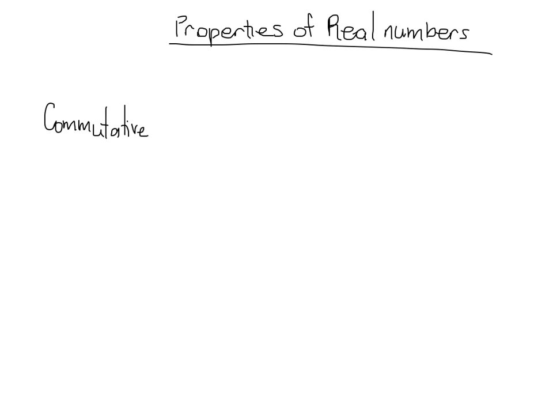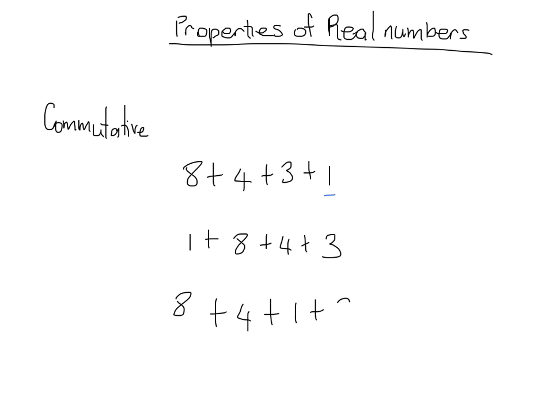Let's say, for example, you have an expression, 8 plus 4 plus 3 plus 1. It doesn't matter if I have the 1 at the end of the expression, or at the beginning, so 1 plus 8 plus 4 plus 3, or in the middle somewhere. So it could still be 8 plus 4 plus 1 plus 3. All of these are the same because the 1, or any number or any variable, can travel from one place in an expression to another, and it does not change the value. This is true for addition as well as multiplication.